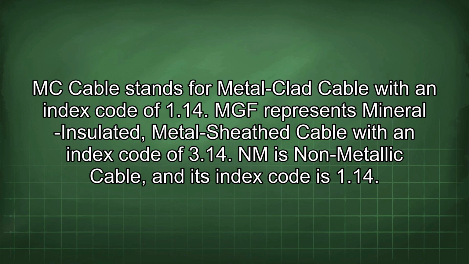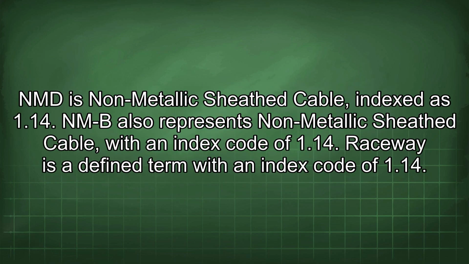And GF represents mineral insulated metal sheath cable with an index code of 3.14. NM is non-metallic cable, and its index code is 1.14. NMD is non-metallic sheath cable, indexed as 1.14. NMB also represents non-metallic sheath cable with an index code of 1.14.